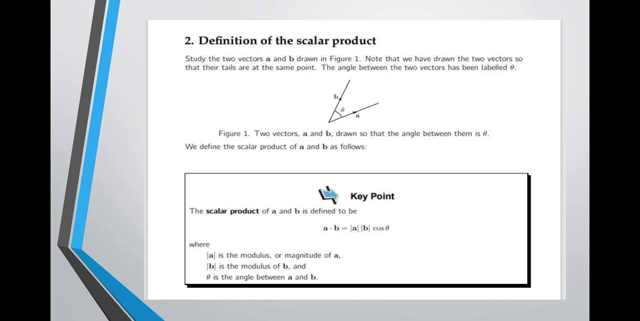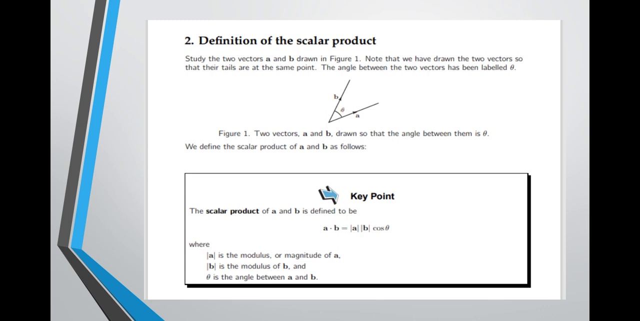So, definition of a scalar product. Study the two vectors A and B drawn in figure 1. Note we have drawn the two vectors so that their tails are at the same point. The angle between the two vectors has been labeled theta. So this is the figure.